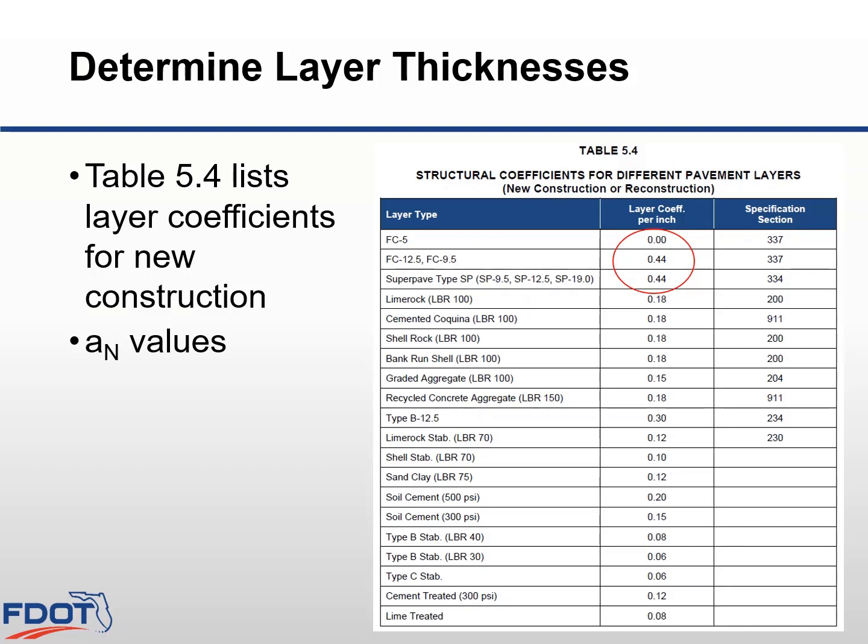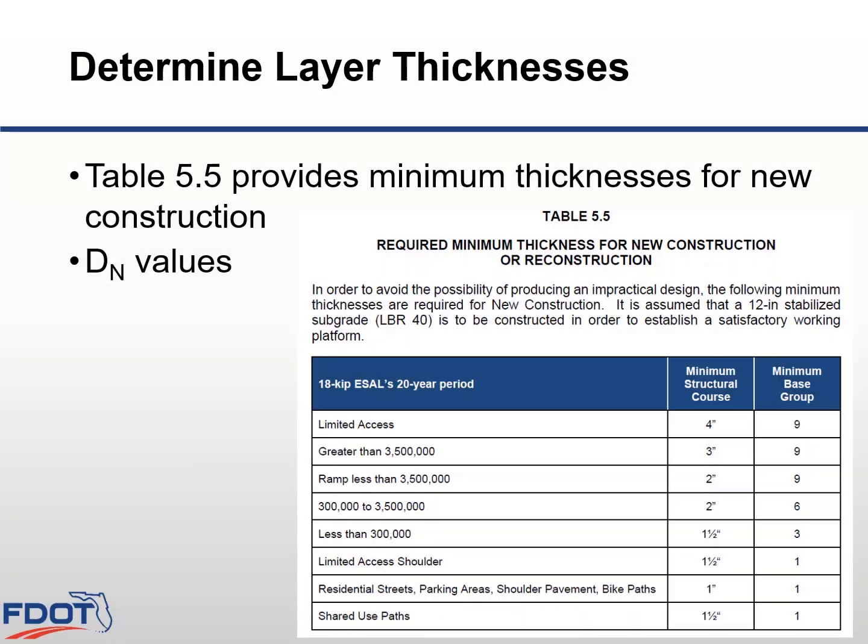Another thing I want to point out is that our dense graded friction courses offer the same structural value as our Superpave mixes, which can be helpful in our pavement designs. So now we know where to look for our layer coefficients, but we should also determine if we have any minimum layer thicknesses. Table 5.5 provides minimum thicknesses of structural course and also minimum base group numbers depending on the facility type or design ESALs.